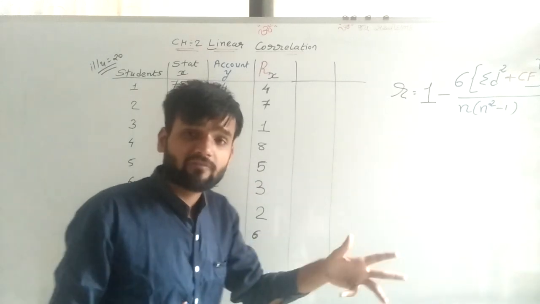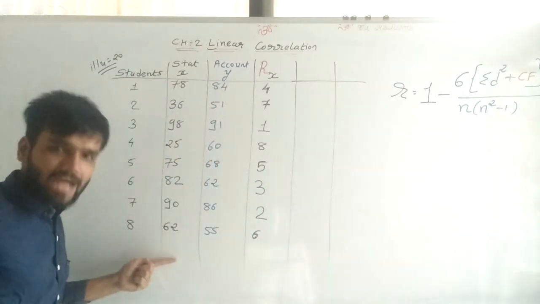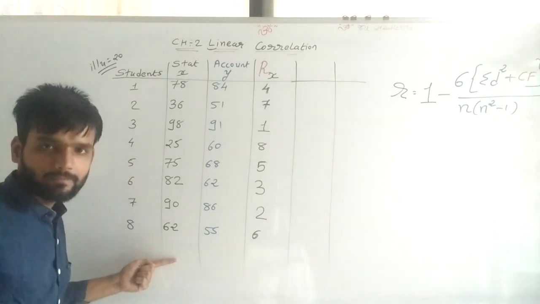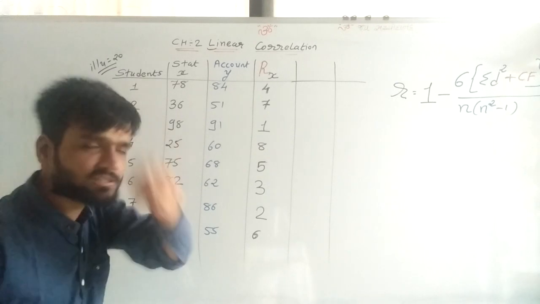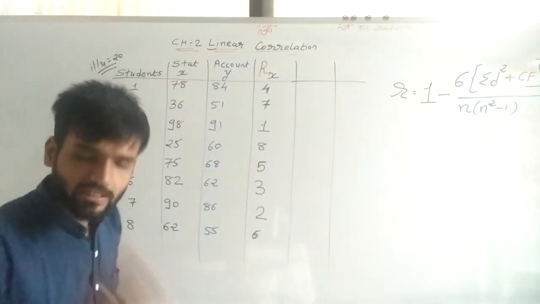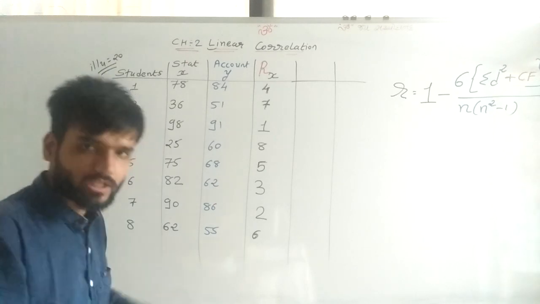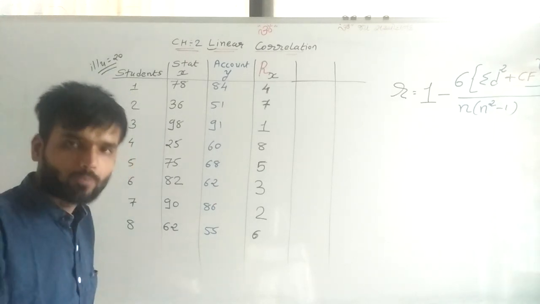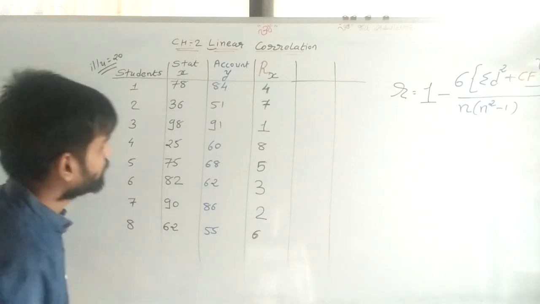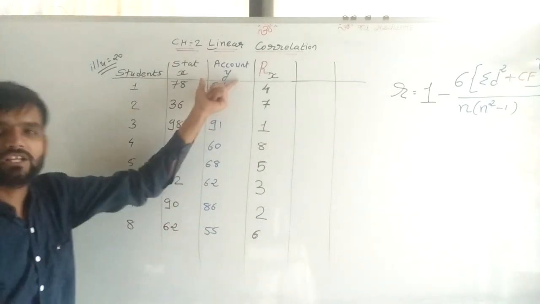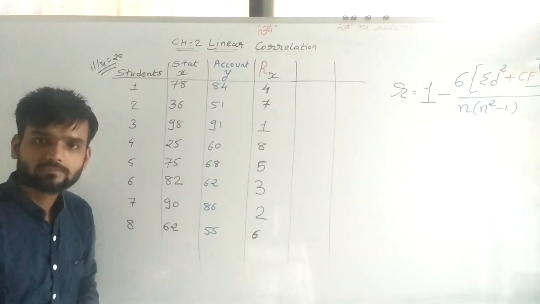So sir, what is CF? Whenever marks of the students are repeating, or 2 or more students are getting the same marks, then CF arises. And that we will discuss later in the next lecture, not in this lecture. So please try to understand here. Now we are giving ranks to accountancy.